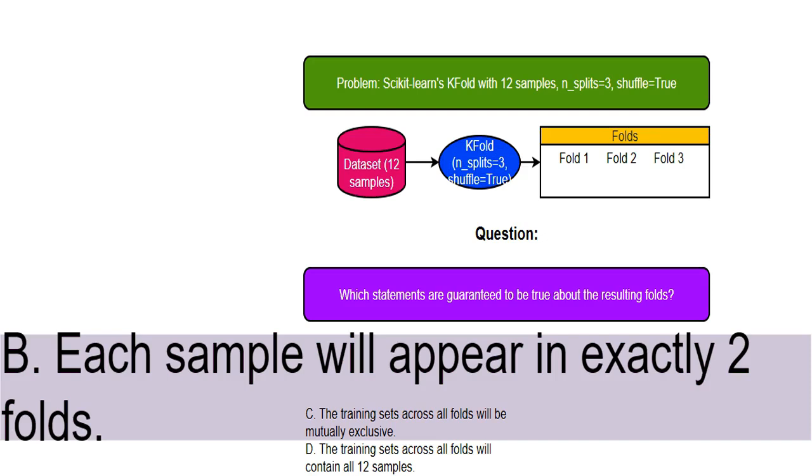This claims that every one of my 12 samples will be present in the training sets at some point. This statement is true, because each sample appears in the test set exactly once, meaning it's in the training set for the remaining 2 folds.